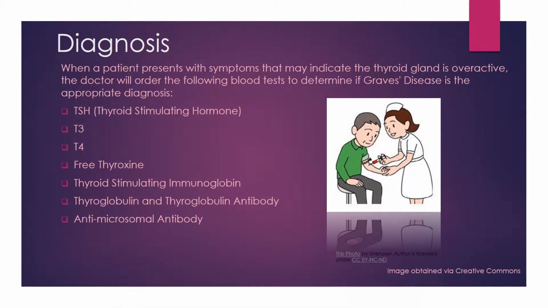Diagnosis. When a patient presents with symptoms that may indicate the thyroid gland is overactive, the doctor will order the following blood tests to determine if Graves' disease is the appropriate diagnosis: TSH, or thyroid stimulating hormone, T3, T4, free thyroxine, thyroid stimulating immunoglobulin, thyroglobulin and thyroglobulin antibody, and antimicrosomal antibody. The first four on the list are basic thyroid function tests, and the last three are autoimmune markers, which indicate that the cause is an autoimmune disease.